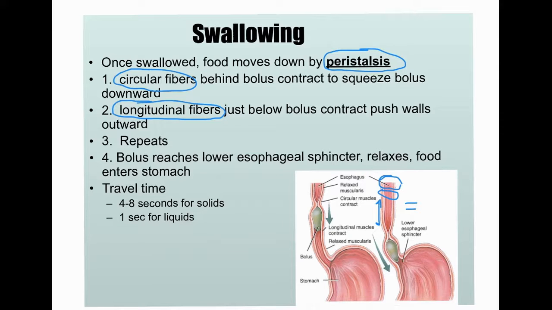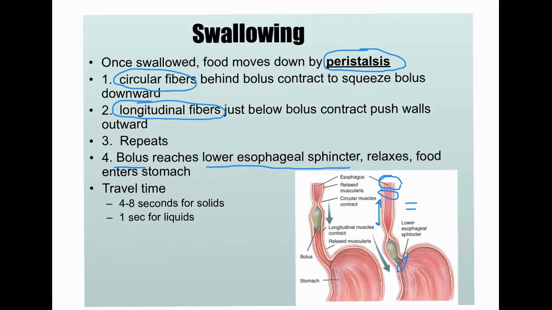And you can see here the bolus, the chewed food, reaches the lower esophageal sphincter, and that's going to be right here. That's the boundary between the esophagus and the stomach. That sphincter is like a valve that's going to open when food is coming in, but when food's not going in anymore, it's going to close and keep that food in the stomach and not allow that bolus, that partially digested food, to go back into the esophagus.